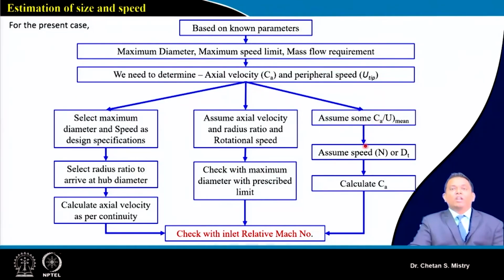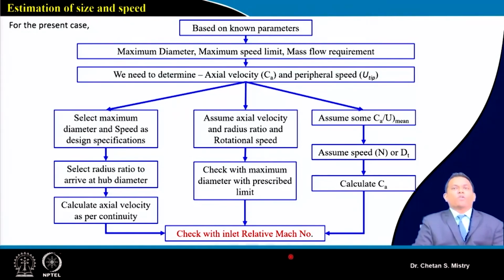Based on that, you will be selecting, or maybe assuming, the rotational speed. Based on that, they will do the calculation for tip diameter. They will check whether it is meeting the requirement or not. If not, then accordingly this Ca by U value or the speed can be changed. You can calculate your axial velocity. Again, you need to check your inlet relative Mach number. So this is what we can say.